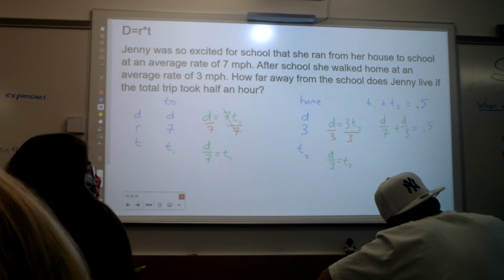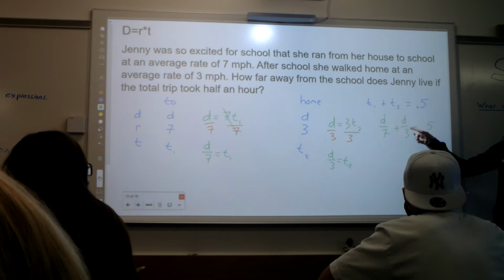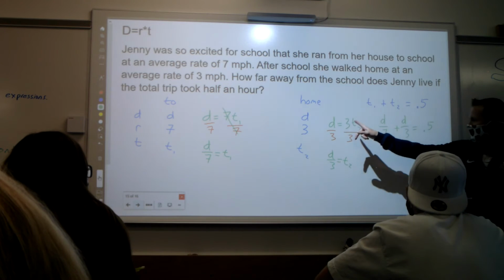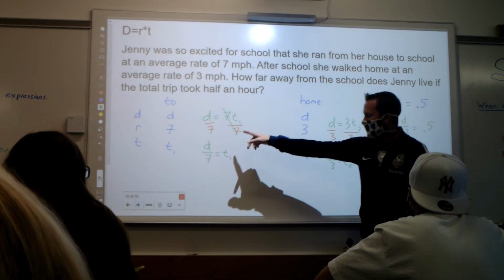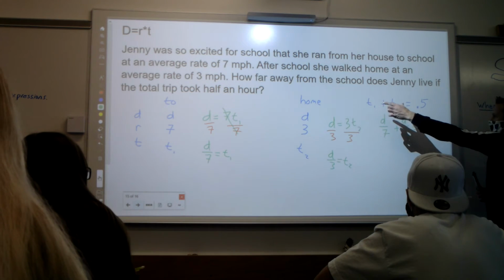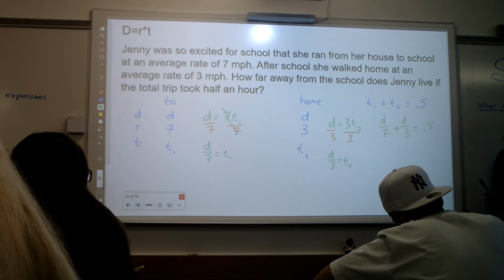What's your question, Jerson? Which part? Do you know where we got this from? This is time 2, which we solved to be d over 3. This is time 1, which we solved to be d over 7. If you add the times together, you get half an hour, or adding them together. We've just replaced it.